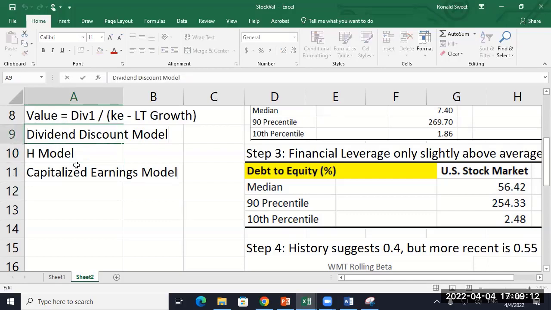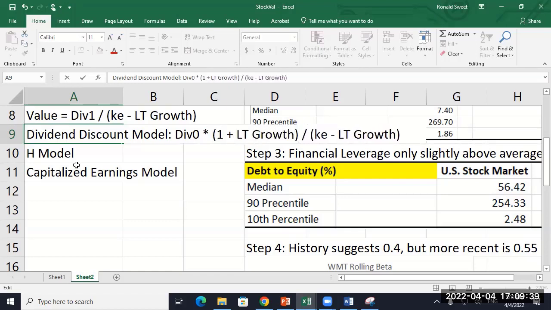Dividend discount model, I already gave you that model. It's dividend 1 divided by KE minus long-term growth. Very simple model. Y'all remember this from 3013? You've probably seen this formula 20, 30 times. What if you don't have dividend 1? What if you have dividend 0? Then dividend 0 times 1 plus long-term growth. So you just take dividend 0 and you grow it 1 year. All right, so either one of those 2 would go.